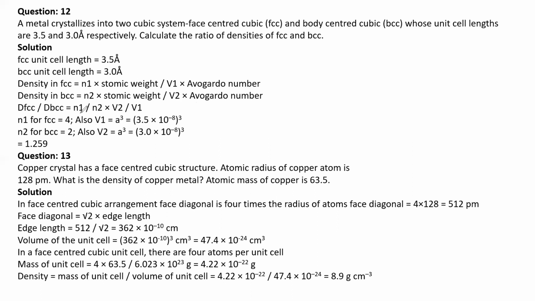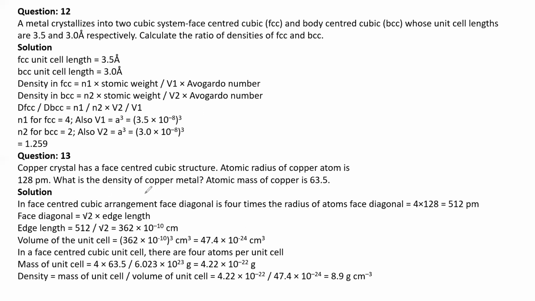By solving N1 by N2 into V2 by V1, N1 is equal to 4, N2 is equal to 2, we already know, and V1 is equal to A cube, that is (3.5 × 10^-8) whole cube, and V2 is equal to A cube, that is (3 × 10^-8) whole cube. So by solving this, we got the answer 1.259. So the ratio of densities of FCC and BCC for the edge lengths 3.5 and 3 angstroms respectively is 1.259. Next, question number 13.